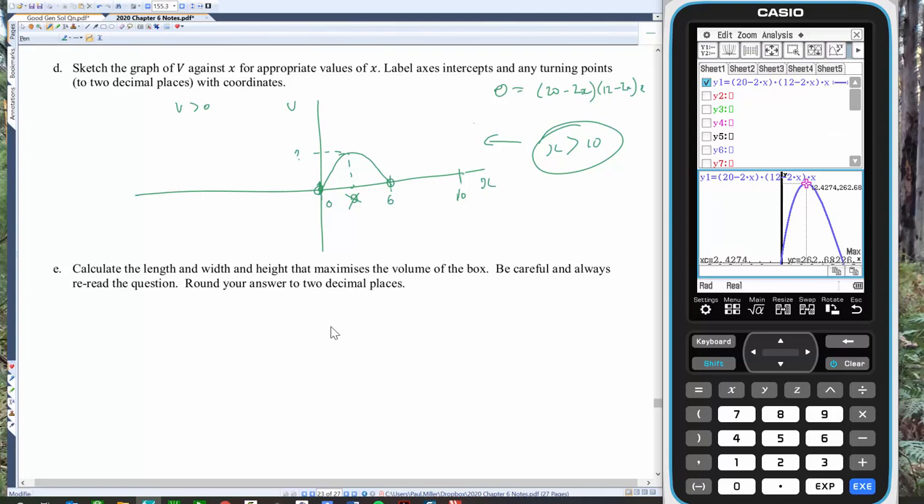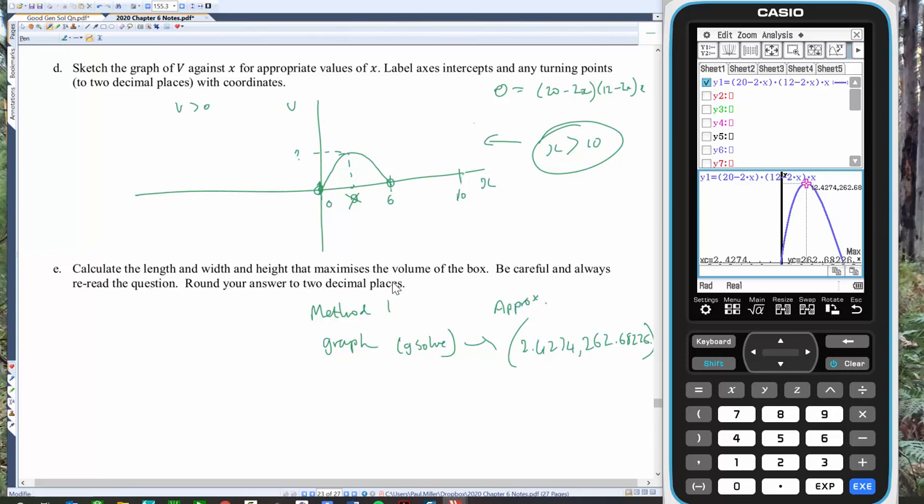Okay, so here is method 1, which is graph and G-Solve. And what we're going to do is note that X is 2.4274 and the max volume is 262.68226... Okay, so that's an approximation.